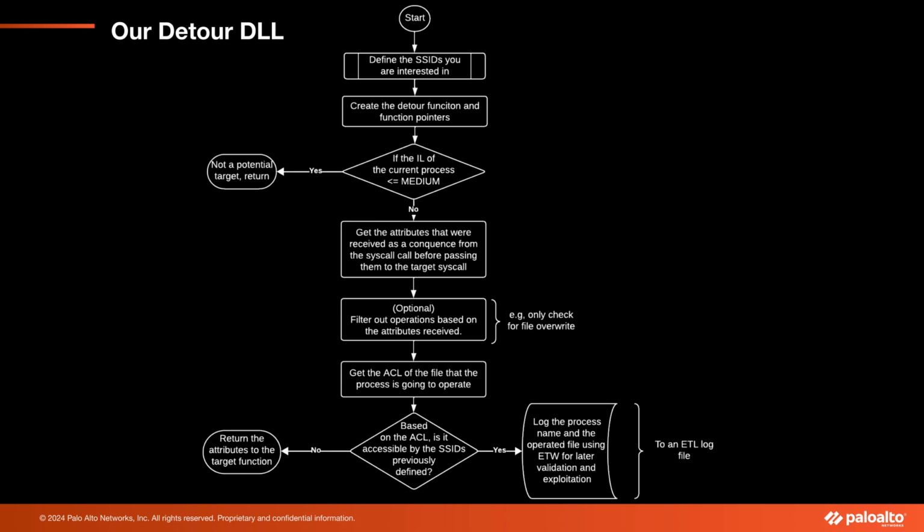So with this scenario, we can confirm if the process is running with high privilege and accessing a folder or a file that low privilege users also have access to, then this is a potential target, and then we log it using ETW, which I'm going to cover later. But that's the idea of our DLL, right? That we need to catch this scenario, and if we find a potential target, we log it.